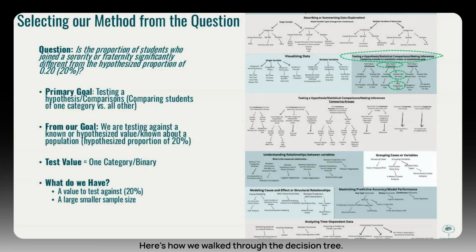Here's how we walked through the decision tree. First, we are testing a hypothesis against a hypothesized value. We're analyzing a categorical variable, whether or not a student joined Greek life. We're comparing the observed proportion in our sample to a known or hypothesized population proportion, in this case, 0.20. And our sample size is large enough that the normal approximation applies, meaning we expect at least 5 students in both the yes and no groups. That makes the one proportion z-test the correct statistical tool.